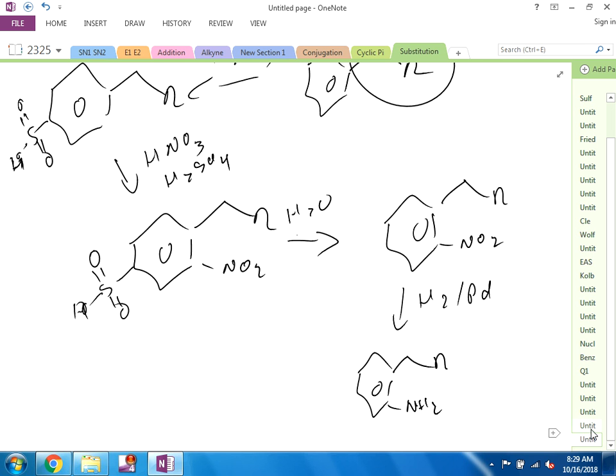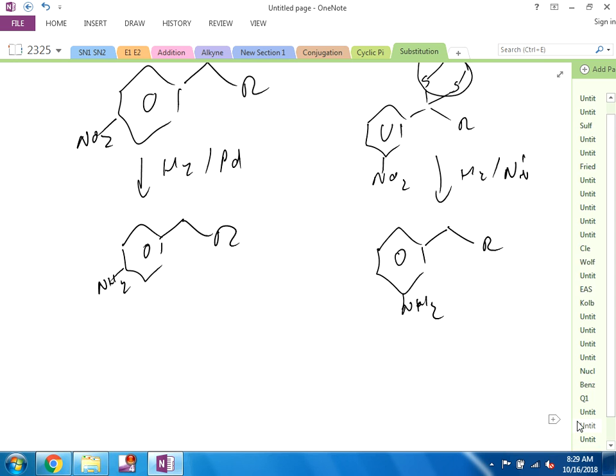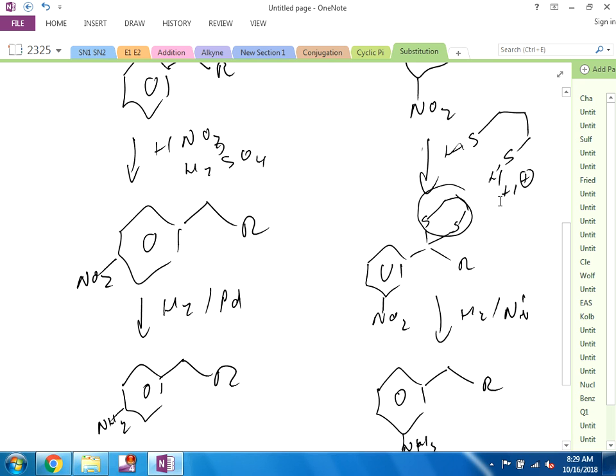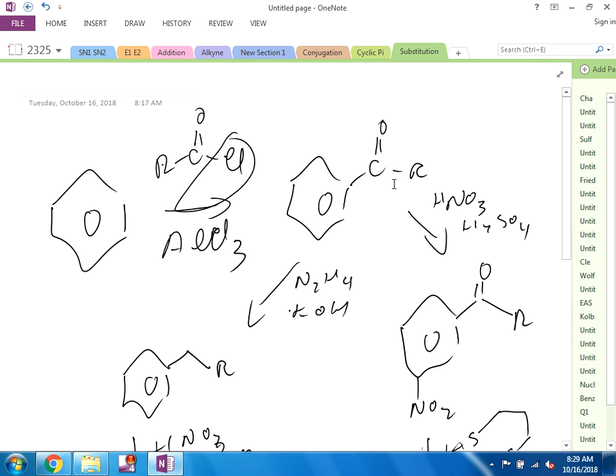Okay, so let's study this again and make sure we understand it. If we want things to go meta, should we reduce the carbonyl or not reduce the carbonyl before we add the group? How many people say that we should reduce it if we want it to go meta? No, if we wanted to go meta, we should leave the carbonyl like it is and let it do its job of directing things meta. Now if we want things to go para, we shouldn't keep the carbonyl, we should get rid of it.